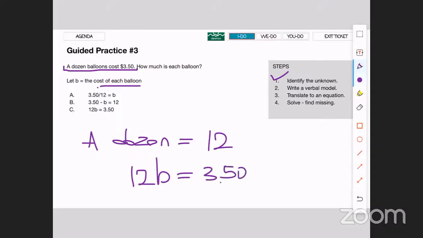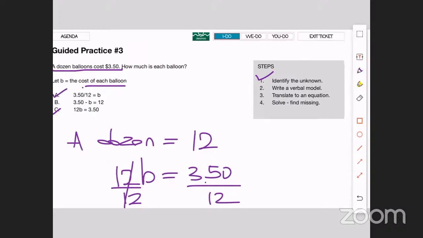Okay, and this is equation number one, and that looks like it's C. And the other thing, if you know a one-step equation, if you divide both sides by 12 to isolate the B, the 12s cancel out, so B equals 3.50 divided by 12, which is also A. So both of them are correct in this case.